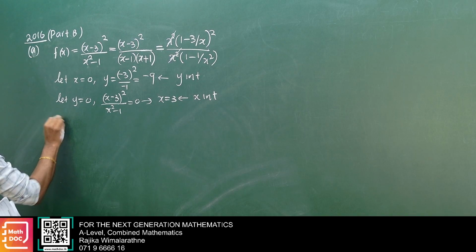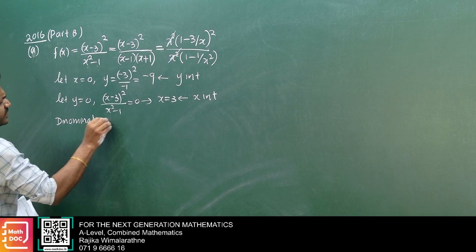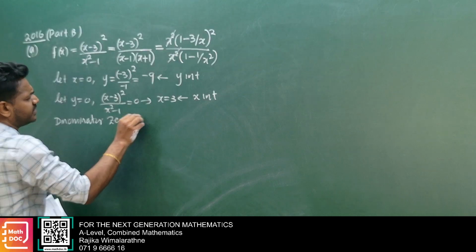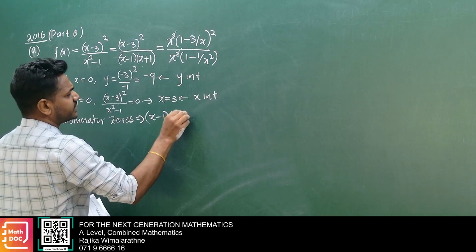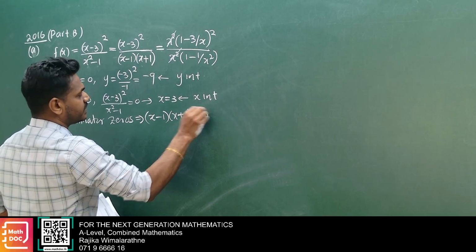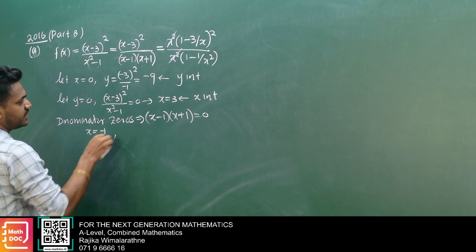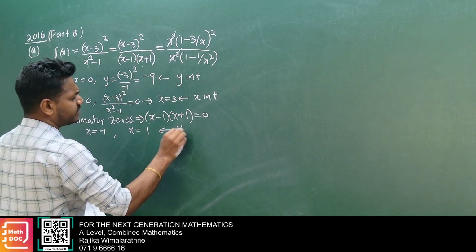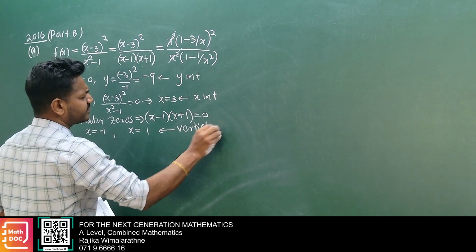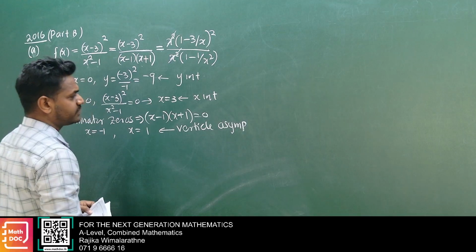Then check the denominator zeros. The denominator zeros: (x minus 1)(x plus 1) equals 0. Then we have x equal minus 1 and x equal plus 1. We have two, and we call these vertical asymptotes.